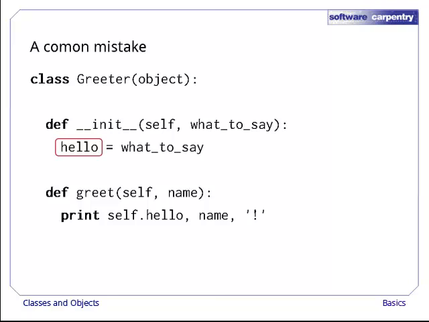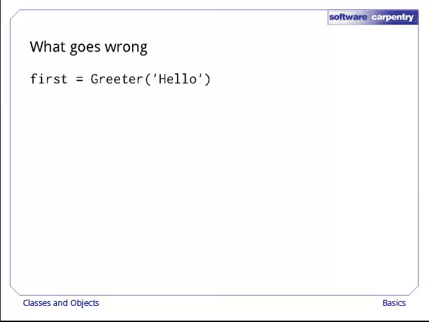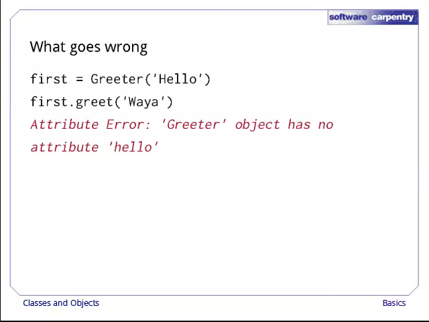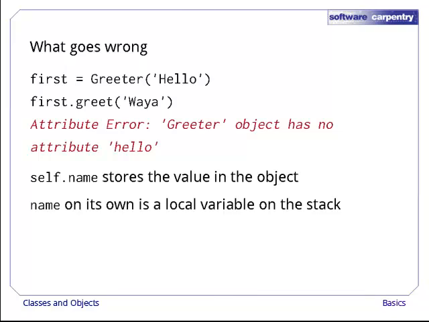This version of greeter looks almost the same as our previous one, except the constructor stores what to say in hello rather than in self.hello. If we make this mistake, we can create the object without any problem. But when we try to call the greet method sometime later, it fails, because the object doesn't have a member variable called self.hello. The reason is that while self.something or other stores the value in the object, using a variable name just creates a local variable inside the method, just as it does for functions.